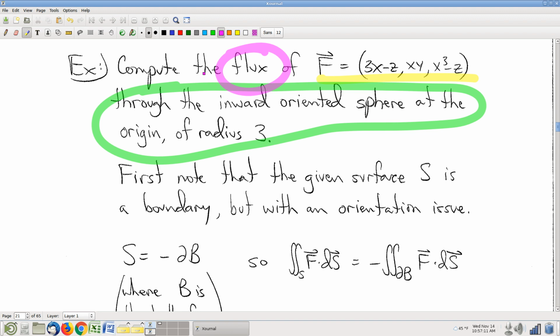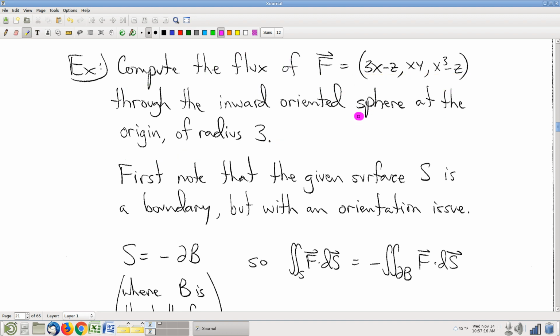Let me emphasize what's going to be worst about this. The worst thing about doing this brute force is we're looking at a sphere. How are you going to parameterize a sphere? It's not a graph. So you're going to have to use spherical coordinates, which means that x, y, and z are sines and cosines all over the place. You're going to have sines and cosines cubed. It's doable, you could do it, but oh man, what a headache that's going to be.